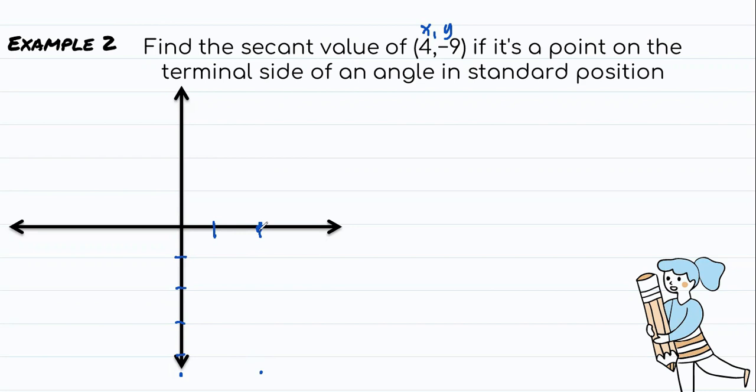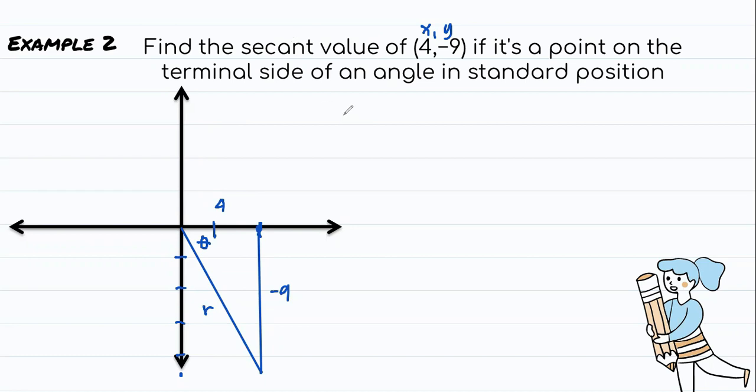Okay, so if we're going to have our intersection point, we have it here. So let's draw our right triangle. Our value of x is positive 4 and our value of y is negative 9. r is missing and our theta is on the terminal side, so therefore this is our theta. Next, we're looking for secant.